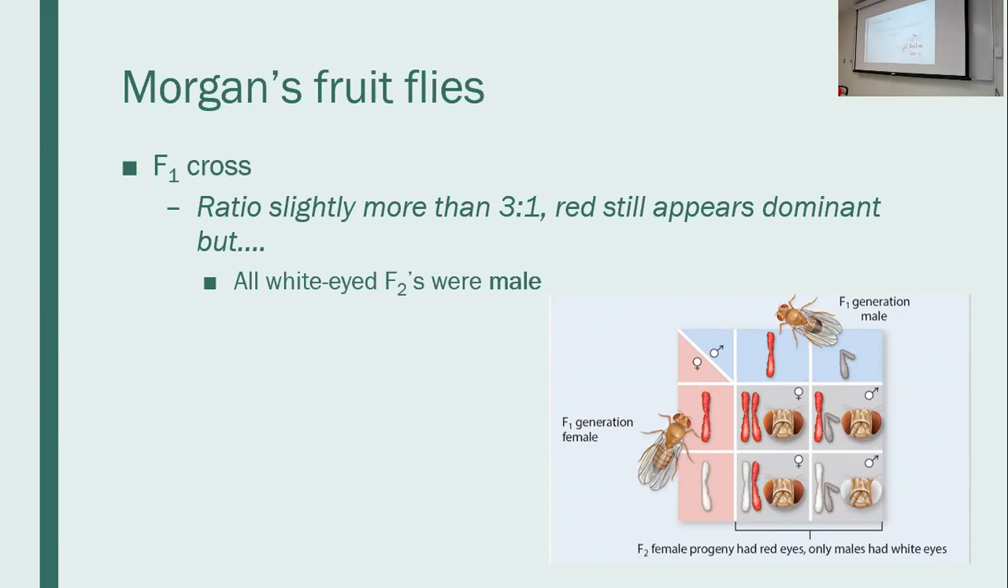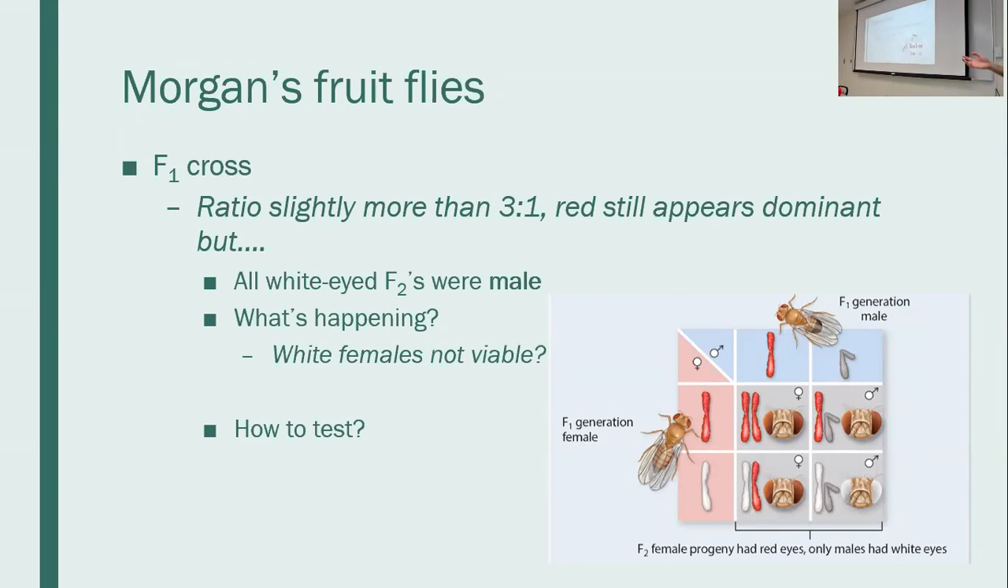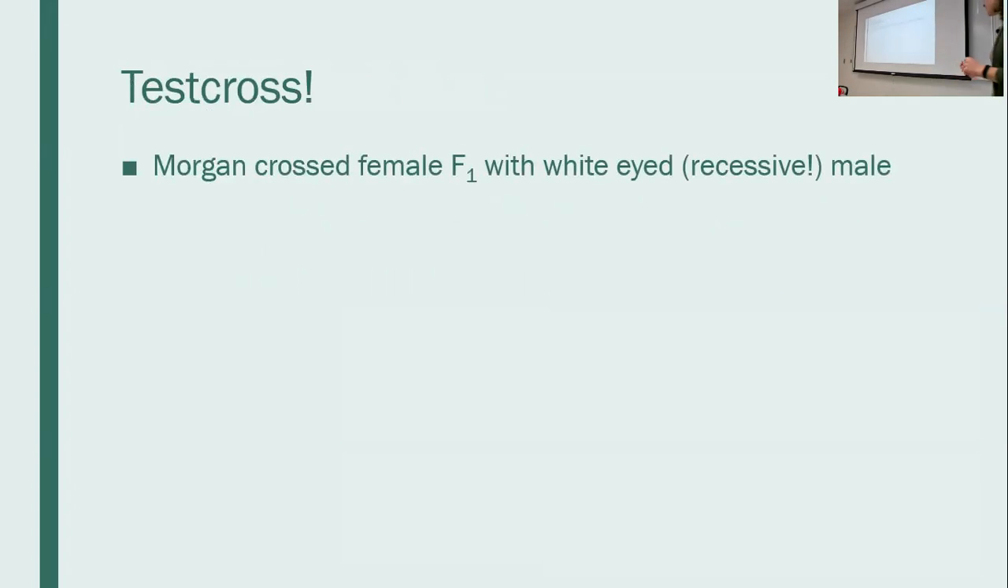So that was weird. Why were all the white-eyed individuals male? You never got a white-eyed female. Could it be that white-eyed females are non-viable? Maybe it's a yellow mouse situation, right? Maybe you can't have a white-eyed female. Maybe they don't develop properly. Let's do some more experiments, to tease this part of it.